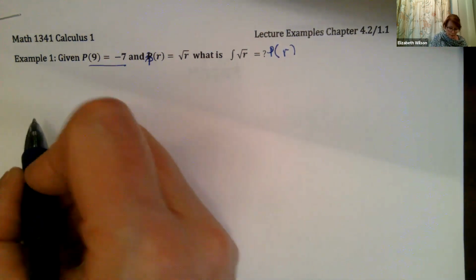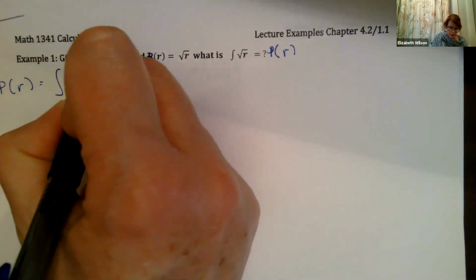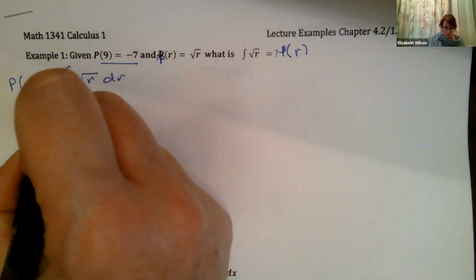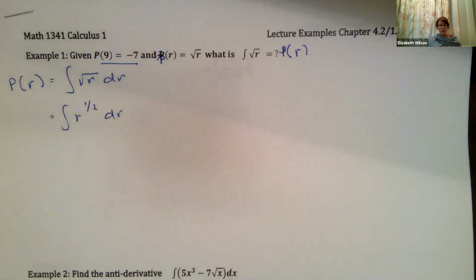Okay. So I've got P equals the integral of radical r, and this is going to be in terms of r. Okay, so now what I like to do always when I do this is I rewrite this as an exponent. Radical, any kind of a root, is just another way of writing an exponent. So I write it like that.